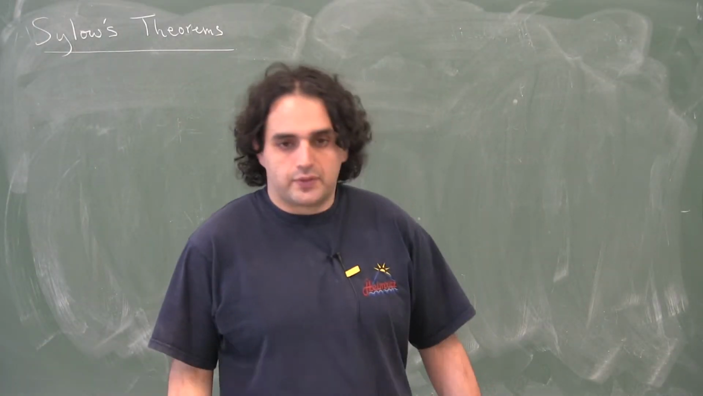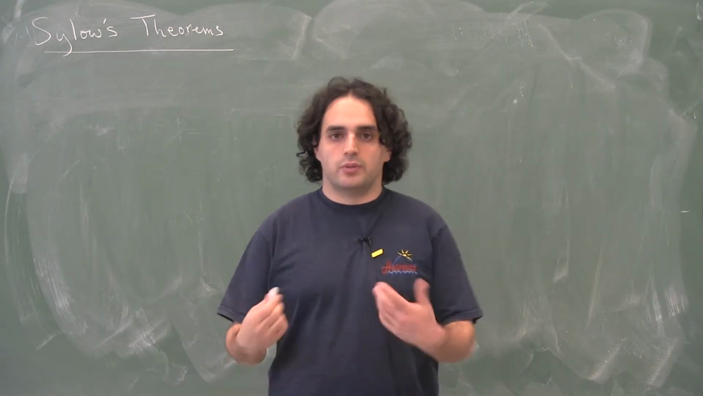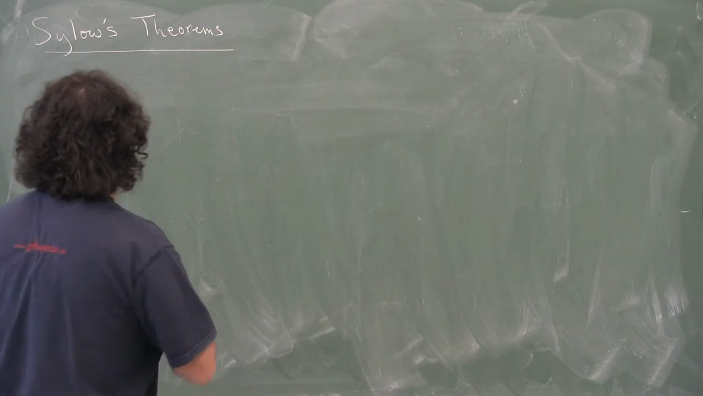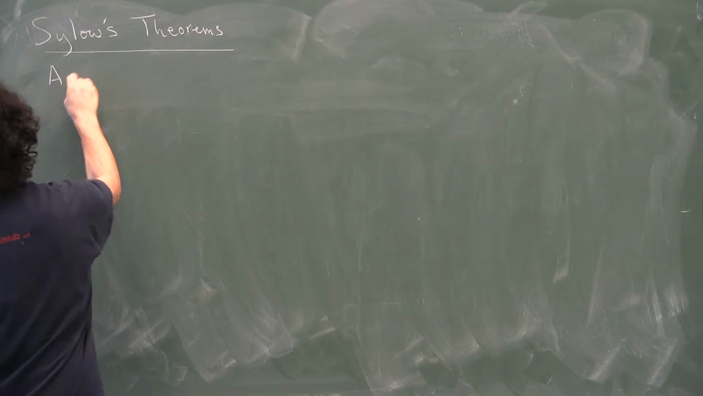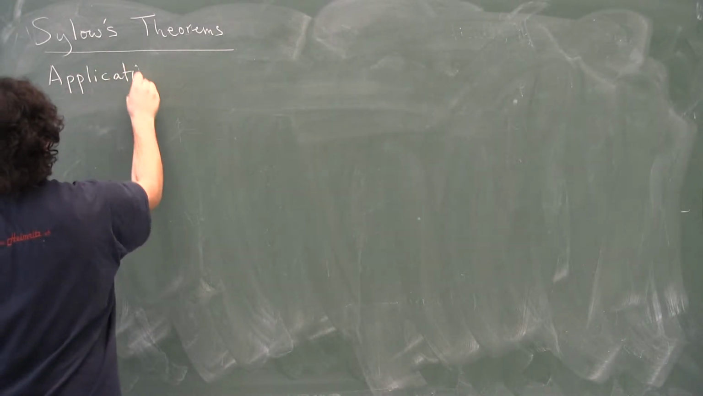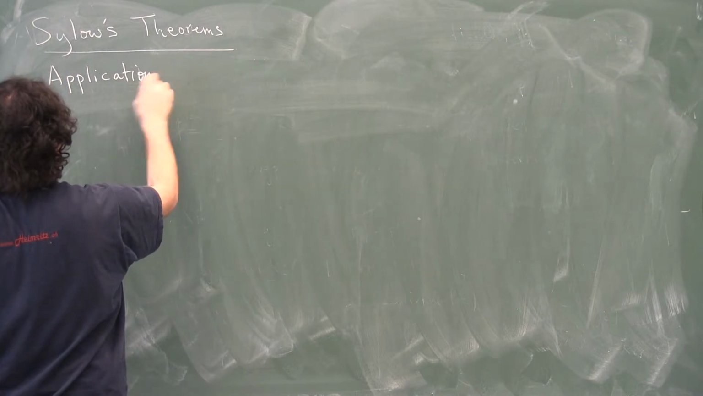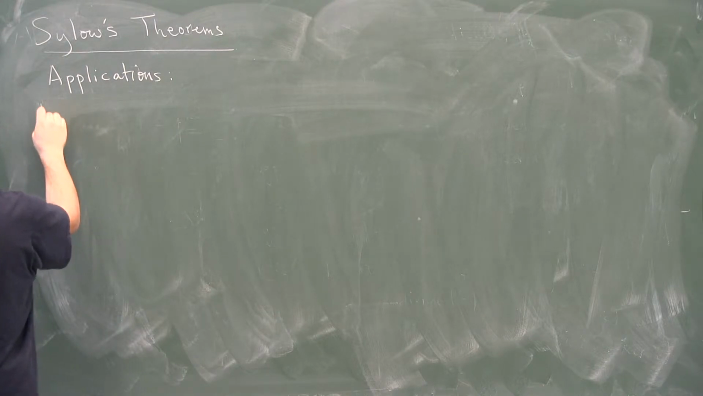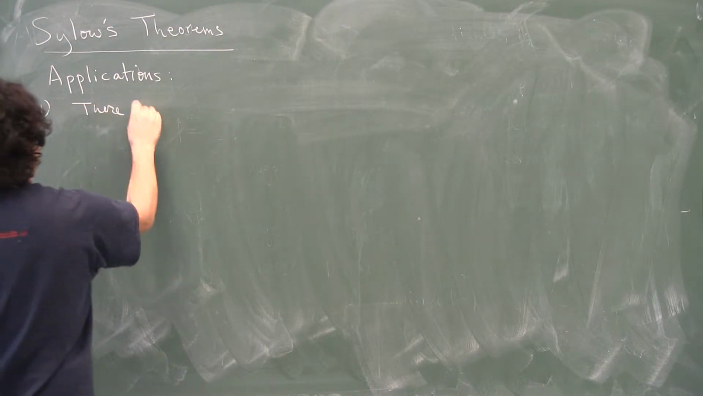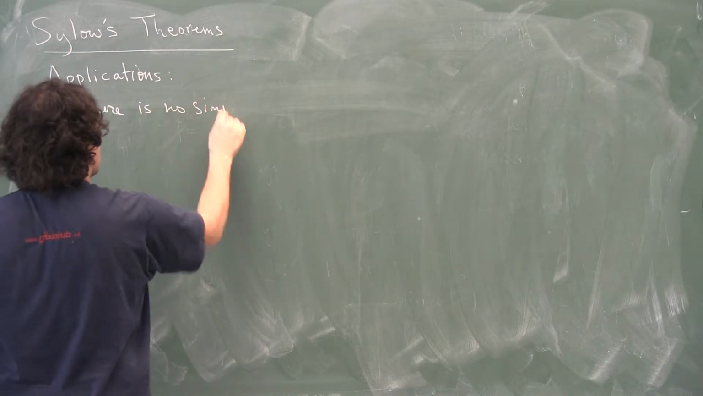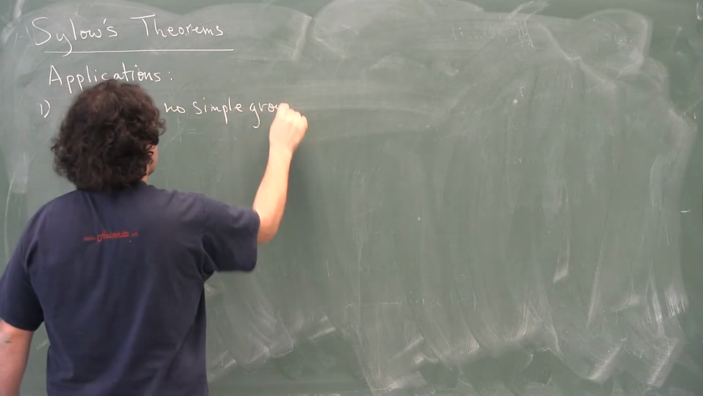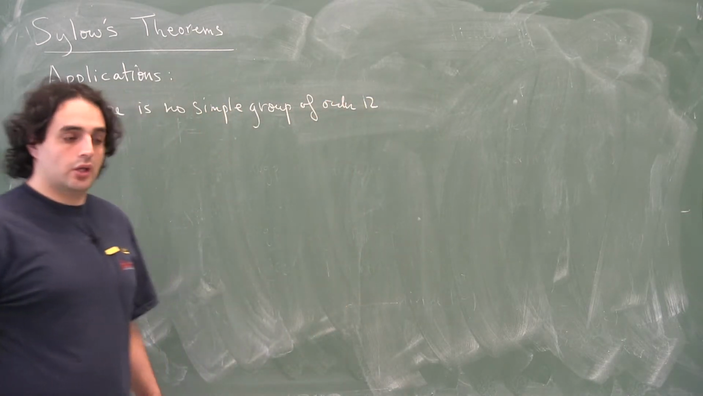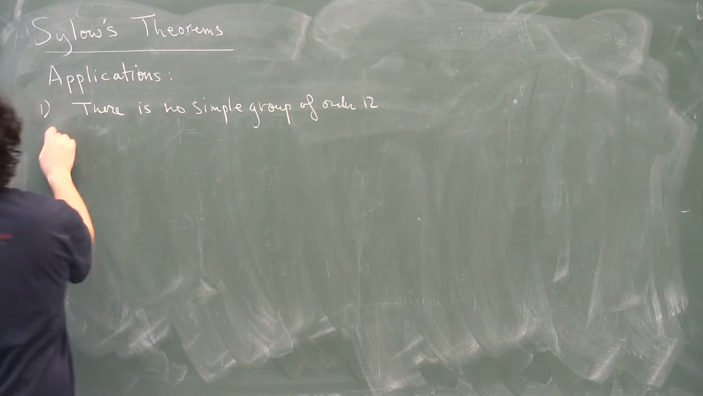Okay, so now that we have seen the statement of Sylow's theorem, let's begin to see the power of this theorem in action by doing some applications. So here is one. There is no simple group of order 12.